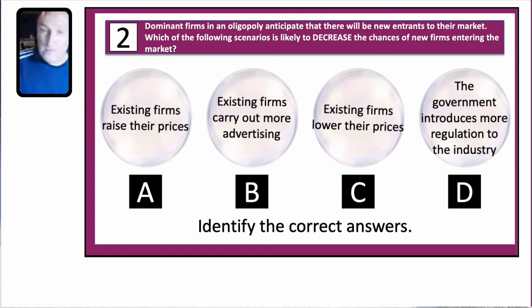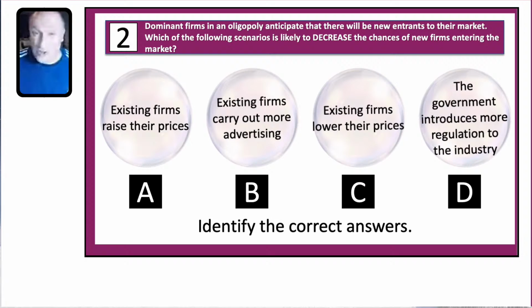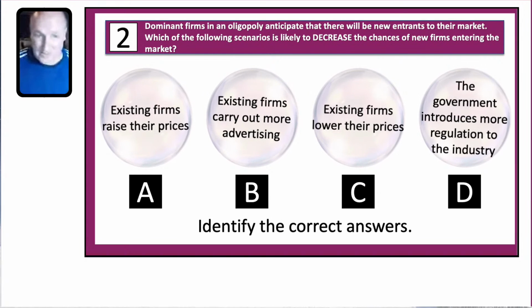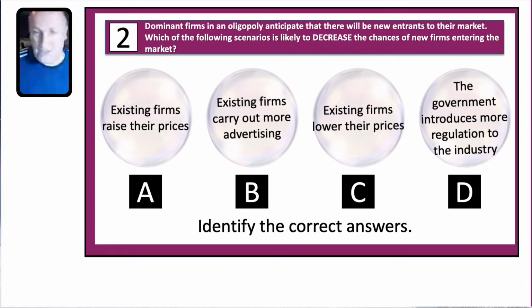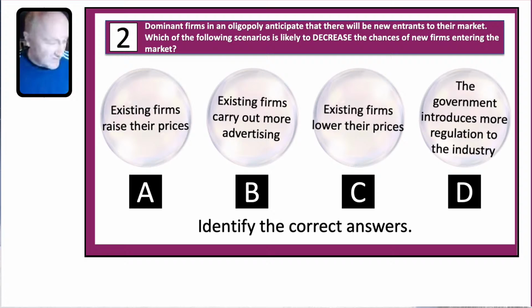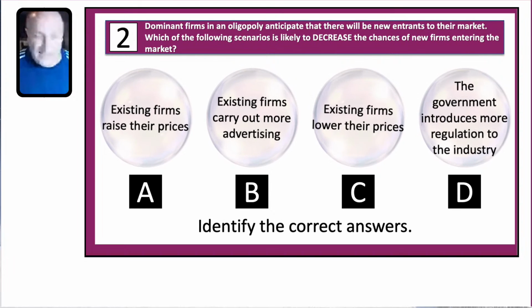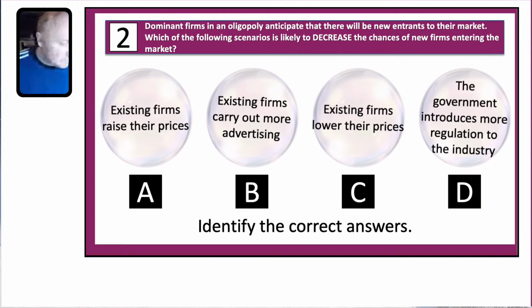So you've got an oligopoly. Which of the following scenarios is likely to lower the chance of hit and run entry of new firms coming into the market? So this is where oligopoly meets contestability. Now, what do we think? Loads of answers potentially coming through here. We've got over 200 people in the live chat, so it'll take a little while for the answers to feed through.